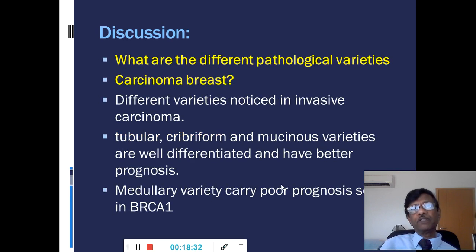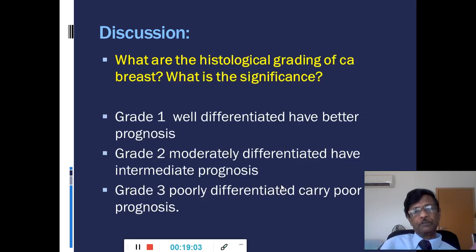What are the different pathological varieties of the carcinomas of breast? Tubular, medullary. Yeah, but these different varieties are noticed in invasive carcinomas. They are tubular, cribriform, mucinous varieties, all well differentiated, and they have better prognosis. The medullary variety carries a poor prognosis and is seen in BRCA1 mutant gene patients.